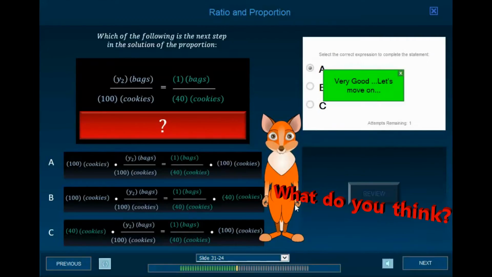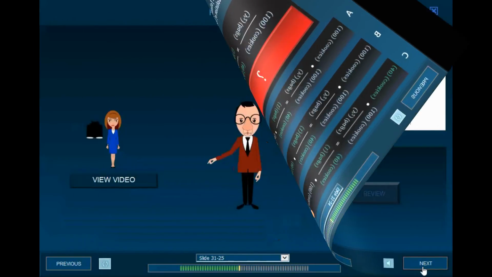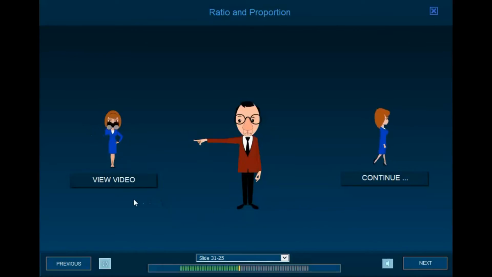Correct. Answer choice A is the next step in the solution. Click here for our next step in solving our proportion. When you're done with the video, be sure to click here to continue with your work.